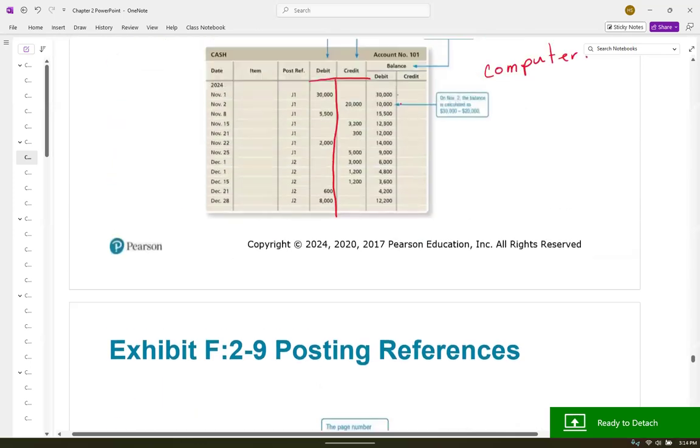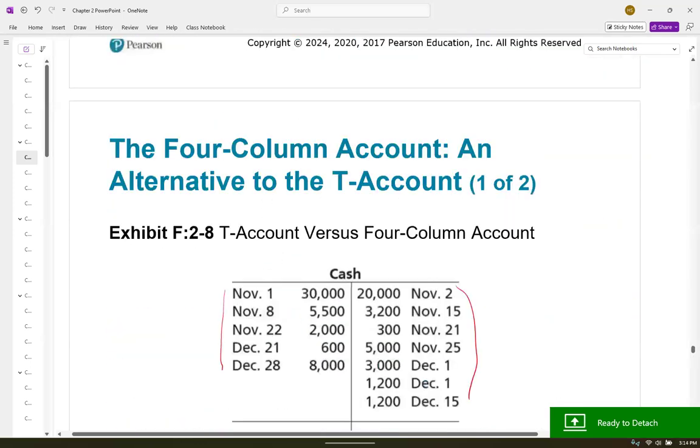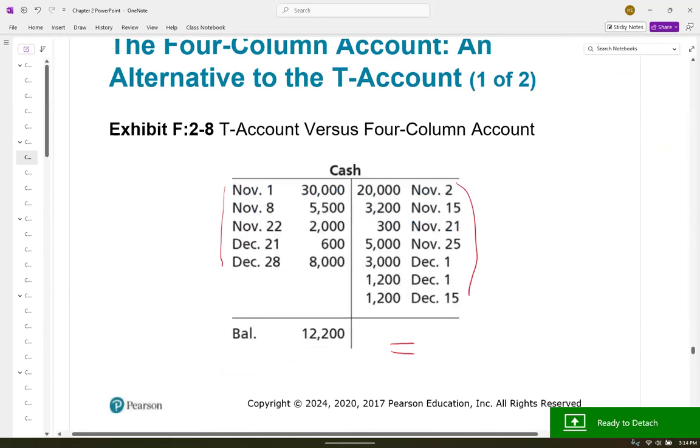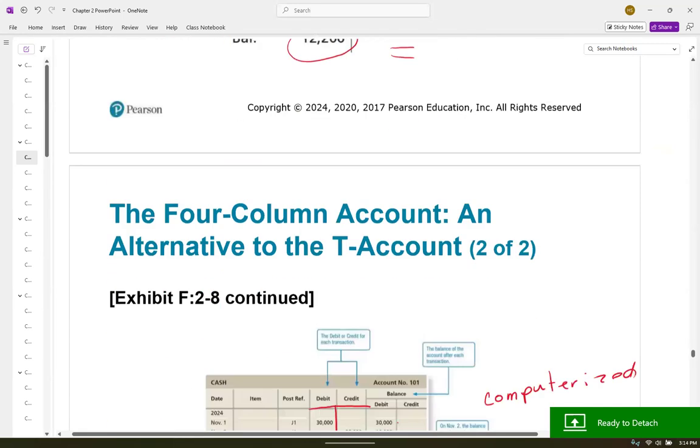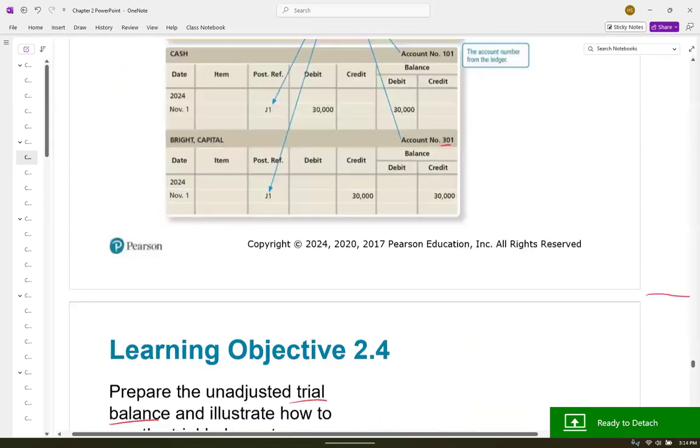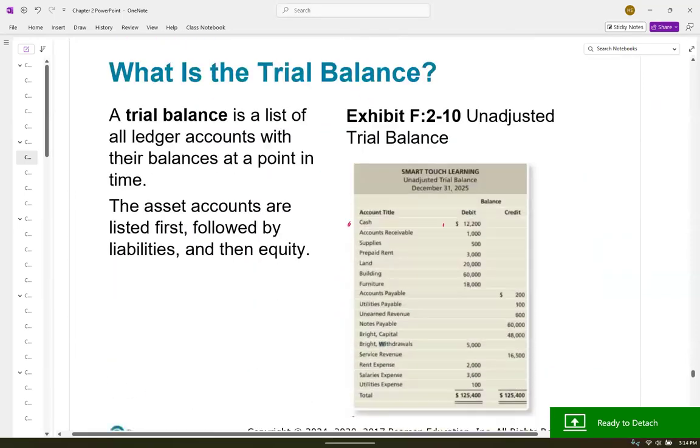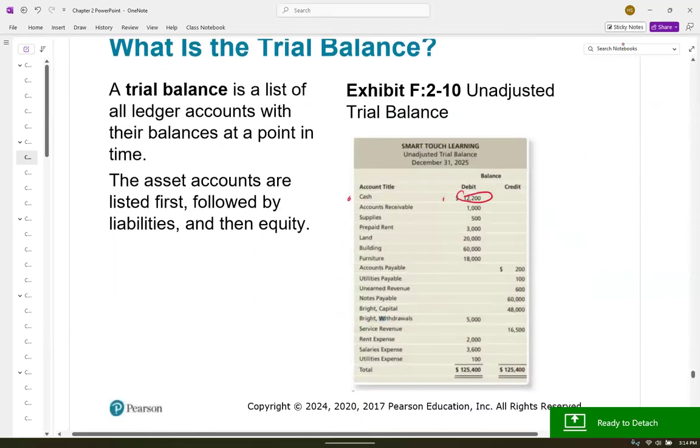Okay. So we can come up here and we know our cash had a balance of 12,200. It didn't matter which one of these ways we did it. It still is that 12,200. Okay. So a trial balance is every single account, every account with their balance. Okay. And it has to be in order.